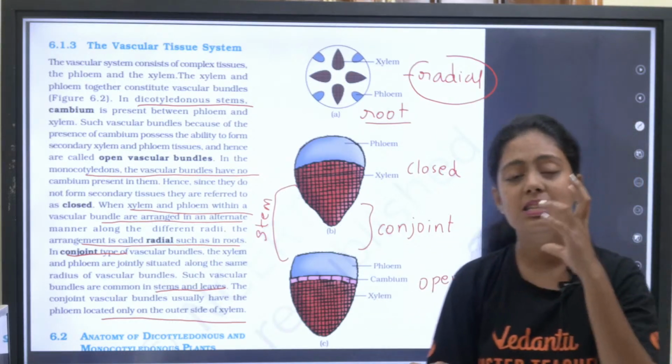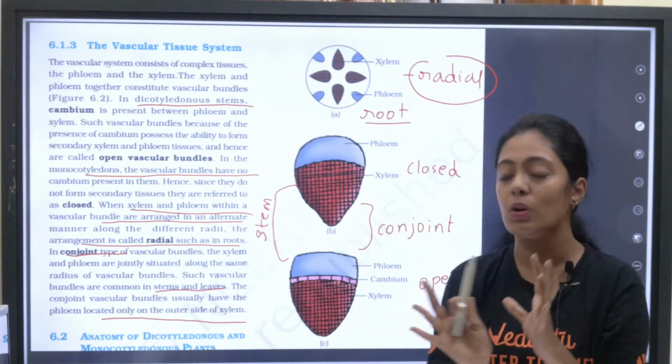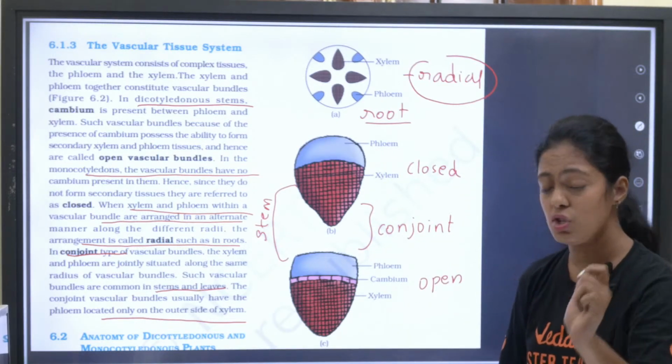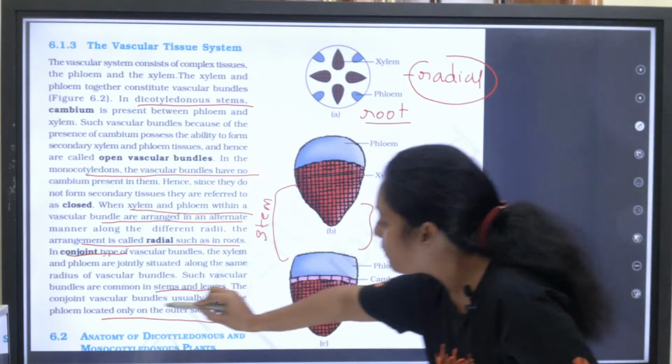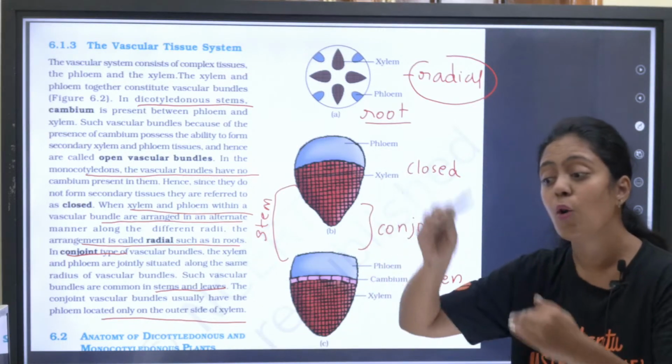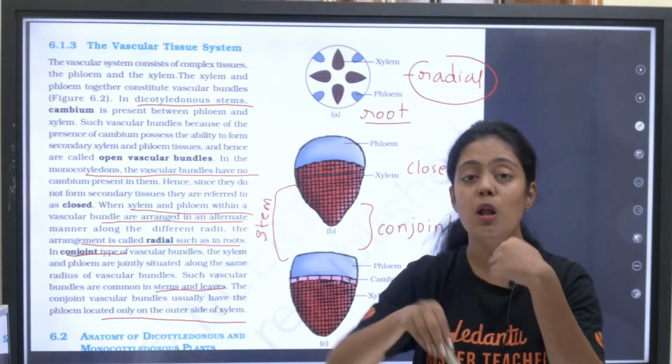Okay, so coming to conjoint. The xylem and phloem are present together. Another important thing, pasangala, the phloem will be on the outer side of the xylem. You can see this line I have underlined. Phloem is always outside, xylem is always inside.